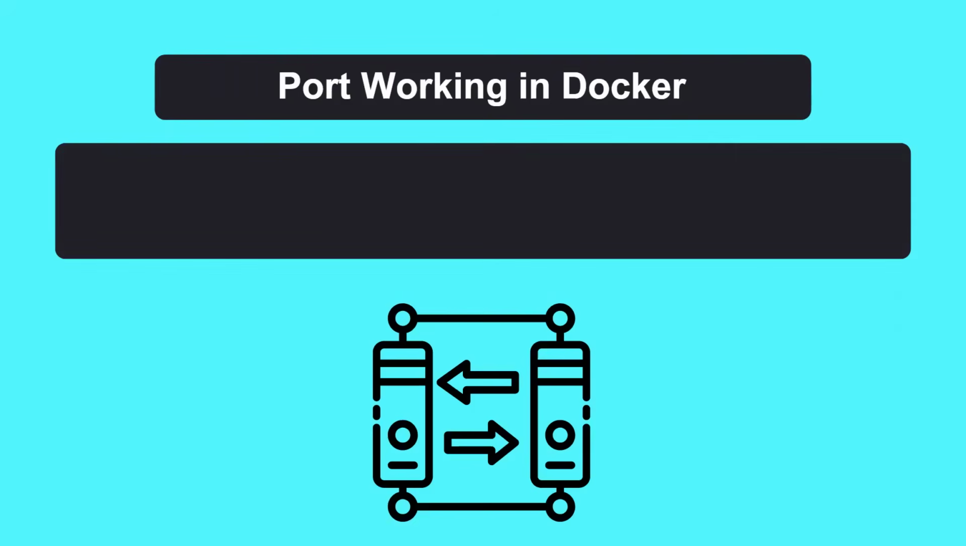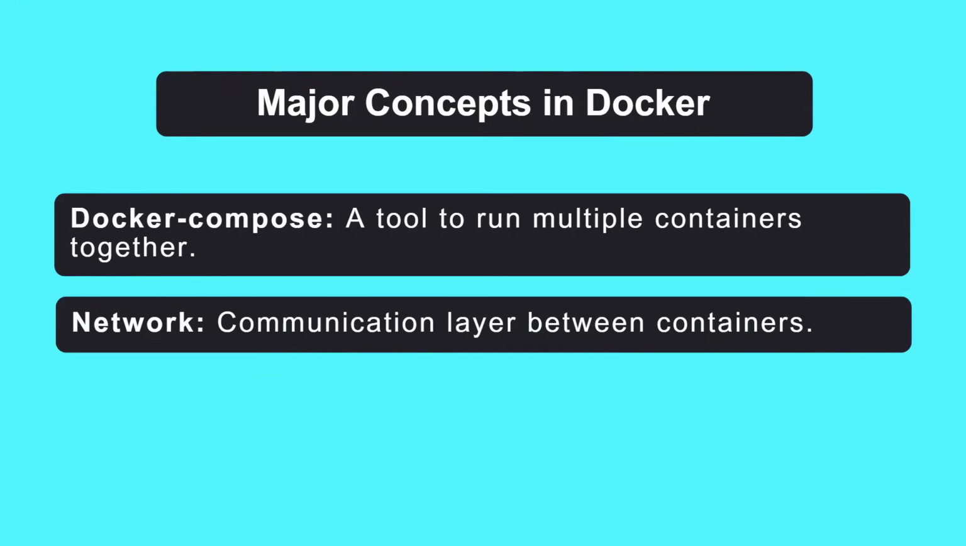Let's see major concepts like Docker Compose and network. Docker Compose, for example: we are working on a project where there are two components, front end and back end. The front end developer builds an image for the front end, builds a Dockerfile or Docker image for the front end, and the back end developer builds a Docker image or writes a Dockerfile for the back end. So they have built different containers for different components.